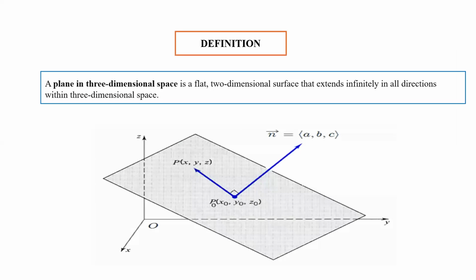Definition: what is a plane? A plane in three-dimensional space is a flat two-dimensional surface that extends infinitely in all directions within three-dimensional space. As you can see in the diagram here, that is what we're talking about.